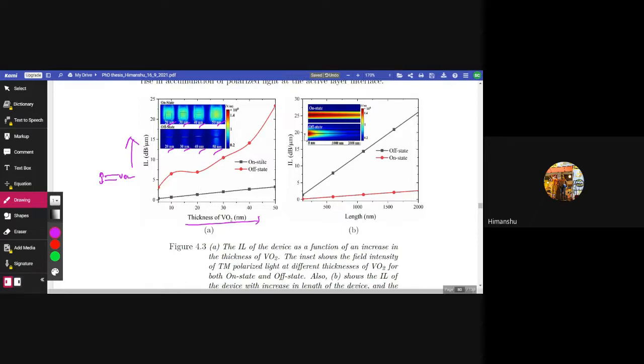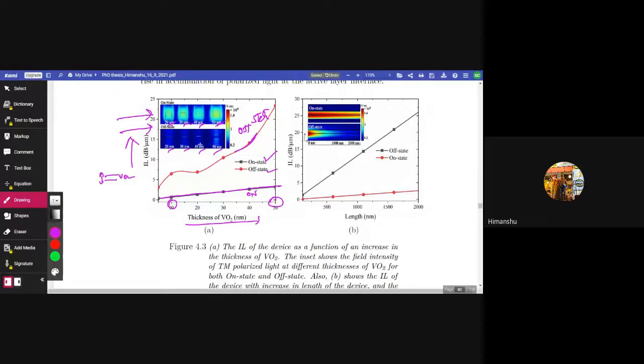So what will be the insertion loss or IL at different thicknesses of vanadium dioxide? Here we have taken thickness from 10 nanometer to 15 nanometer. The black line indicates the on state of the device, where light is allowed to pass, and the red line indicates the off state, where maximum light is absorbed by the plasmonic material. In the inset, we can see the on state and off state. It shows the intensity of light at 20 nanometer, 30 nanometer, 14 nanometer, and 15 nanometer for both on state and off state.